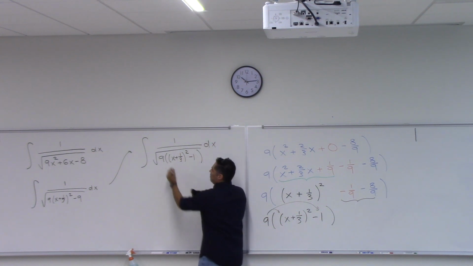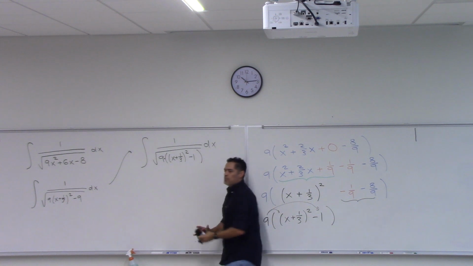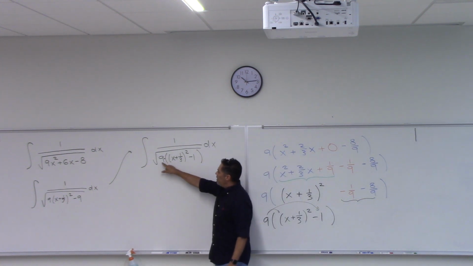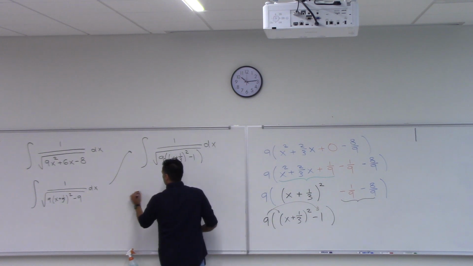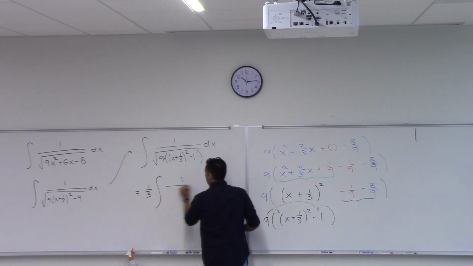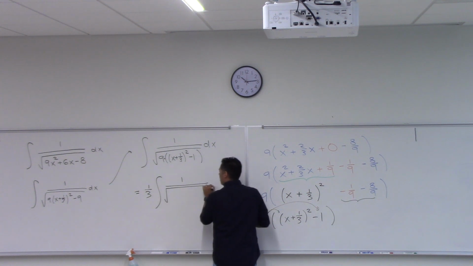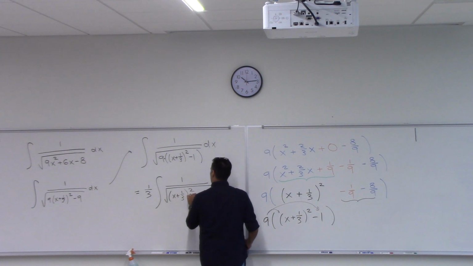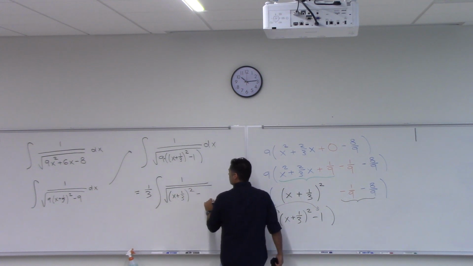See, I pull that 9 out. Now there's multiplication. When there's multiplication, I can take the square root of each one. The square root of 9 is 3. So I have a 3 on the bottom, comes out as a 1/3 times the integral of 1 over the square root of (x plus 1/3) squared minus 1, dx.